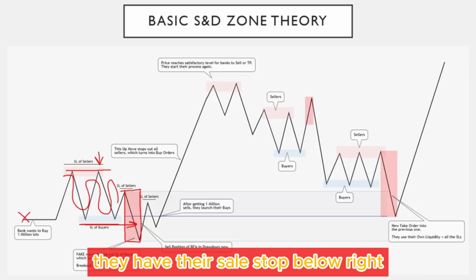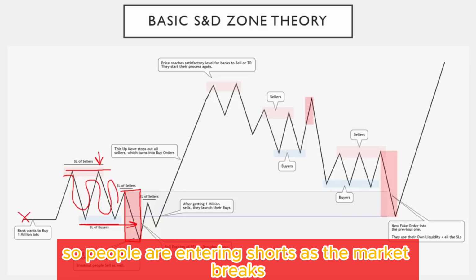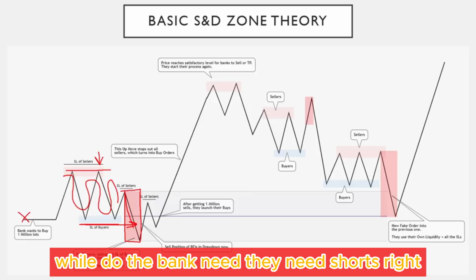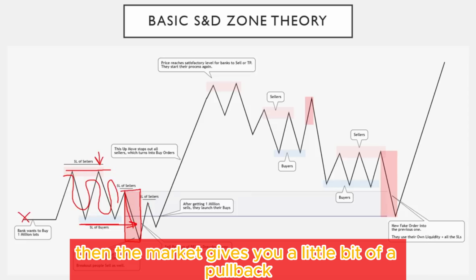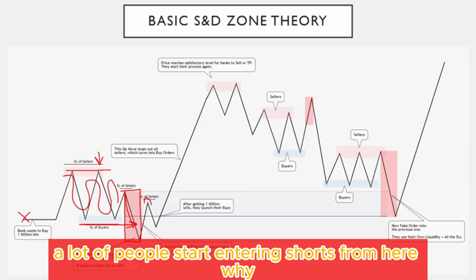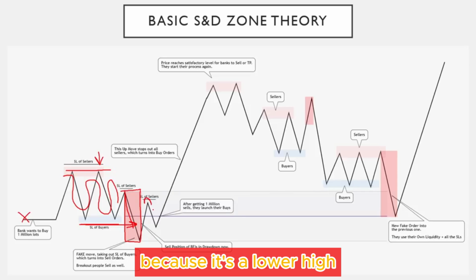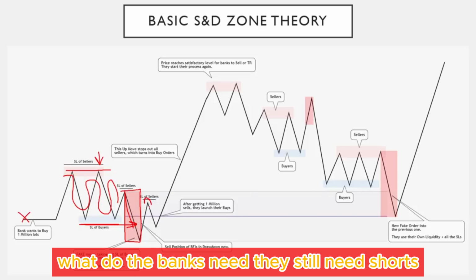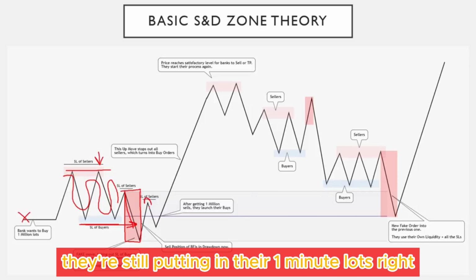They have their sell stop below, right? So people are entering shorts as the market breaks. What do the banks need? They need shorts, right? Then the market gives you a little bit of a pullback. A lot of people start entering shorts from here. Why? Because it's a lower high. What do the banks need? They still need shorts. They're still putting in their 1 million lots, right?